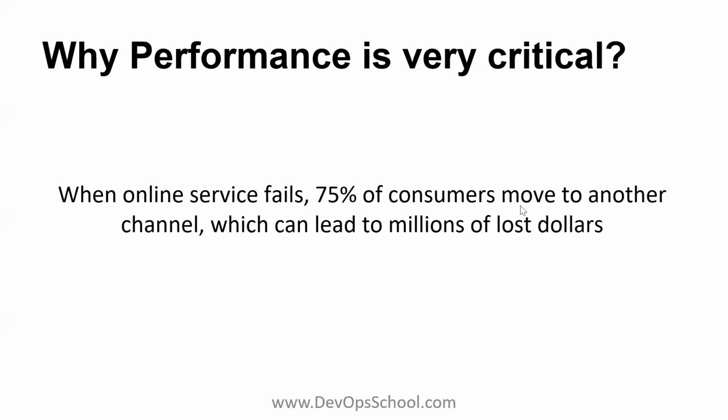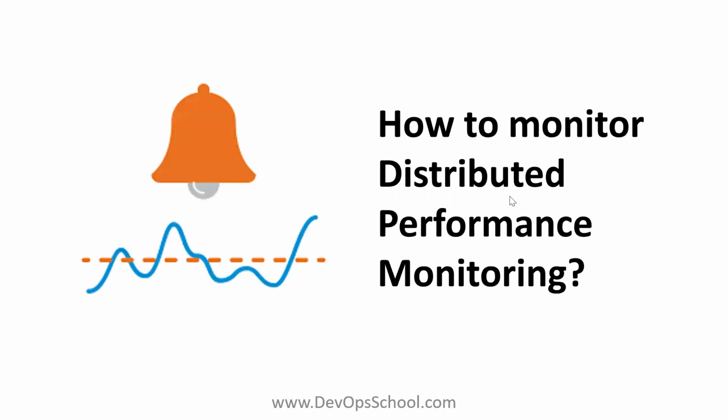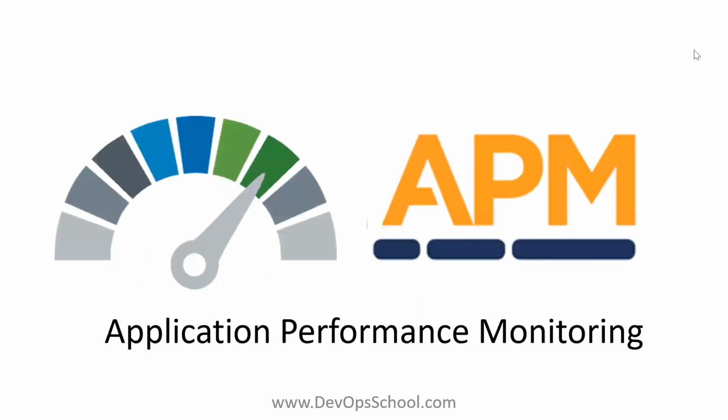Yeah. So these are the reasons which we have. So how to do distributed performance monitoring? That we do through APM. APM means application performance monitoring. That means what is APM?